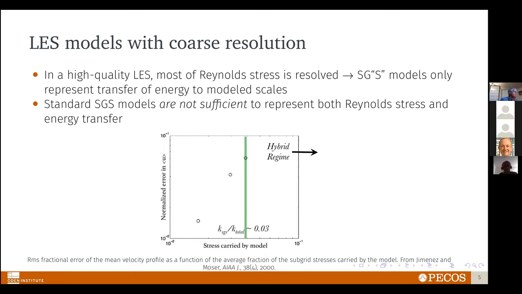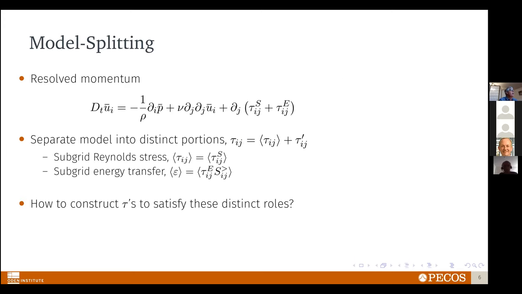Here in this figure, we see, as a function of how much energy is in the subgrid compared to the total, that as that increases, you get larger and larger errors in the mean velocity in a channel flow. So in this paradigm, you need to have quite fine resolution, and that's contrary to what my objectives are. So how do we deal with this?